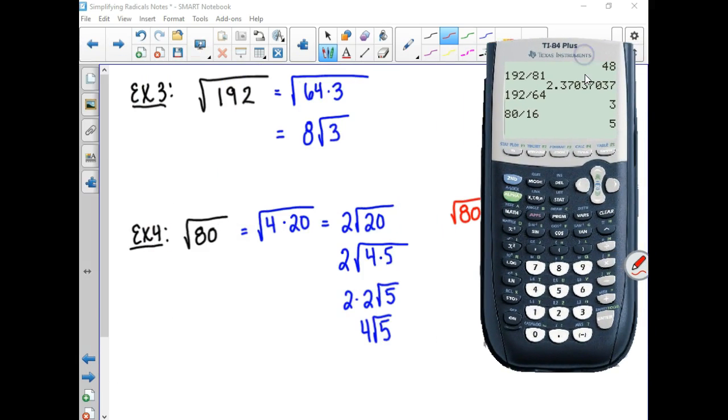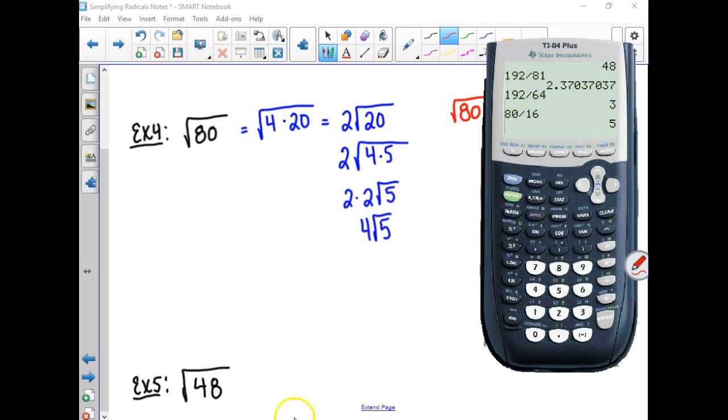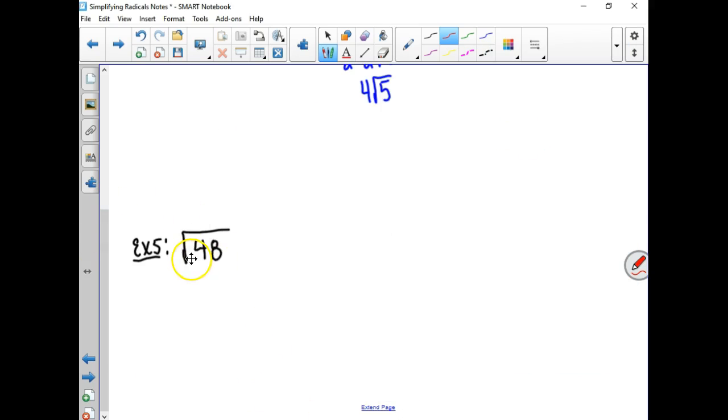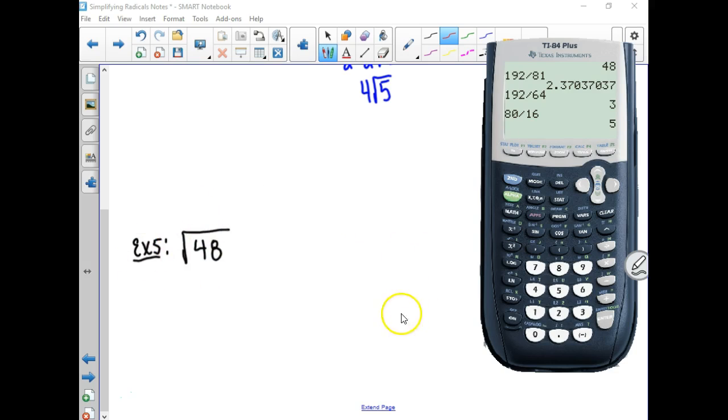If you're ever left with an 8 or with a 12, then that means you could break that down further. So always remember that. So for example 5, here's another example. I could use 4 times 12, but that is not going to give me my highest perfect square. So if I check some others, 48 divided by 16 is going to give me 3.